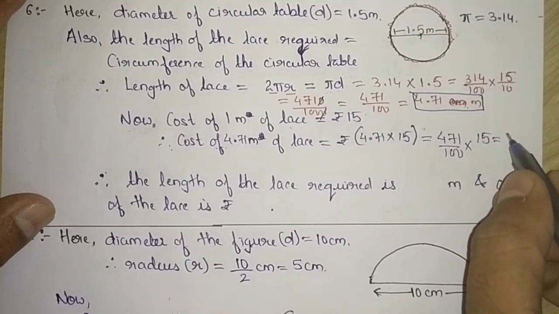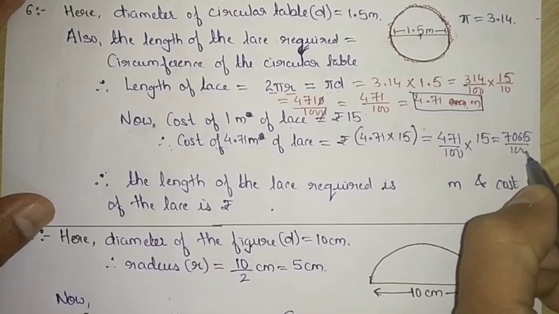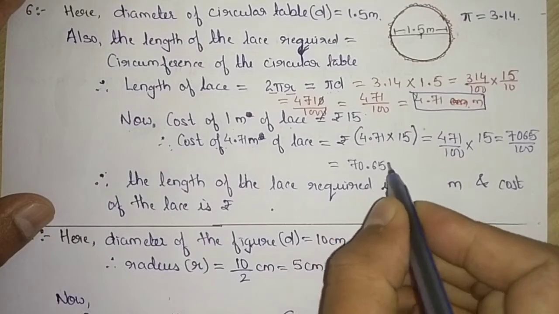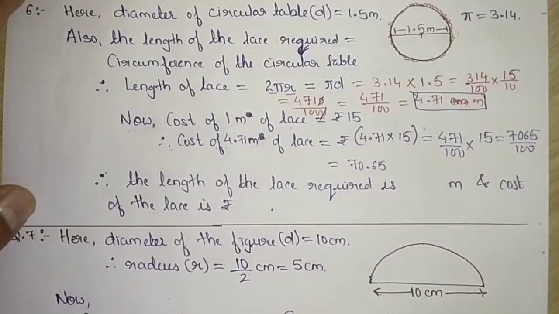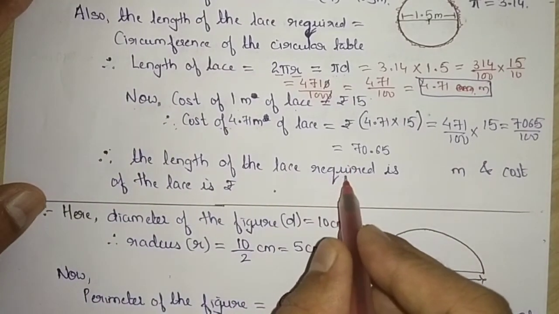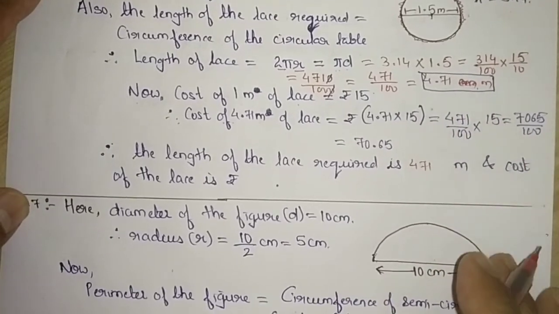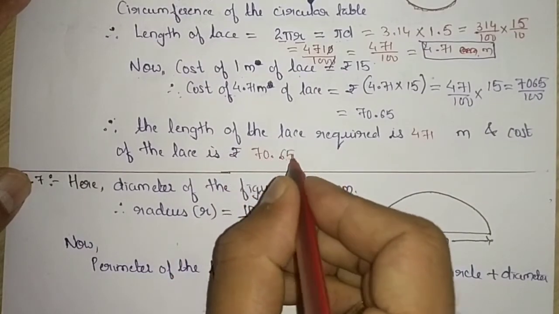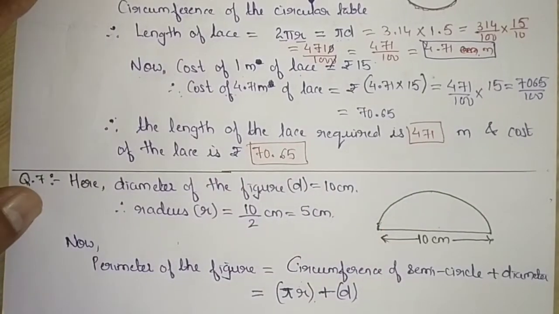If you calculate, you will get the answer 7065 divided by 100, which is nothing but 70.65 by placing the 2 decimal points. So finally we have found out the length of the required lace, which is 4.71 meter, and the cost of the lace is rupees 70.65. This was the answer of the sixth question.